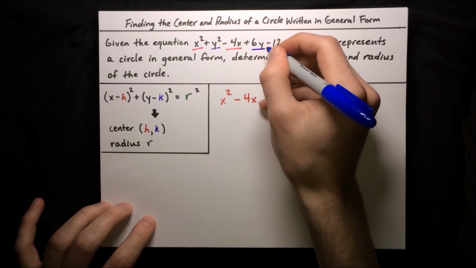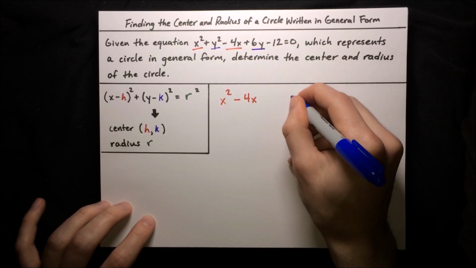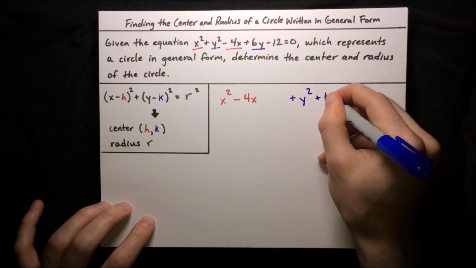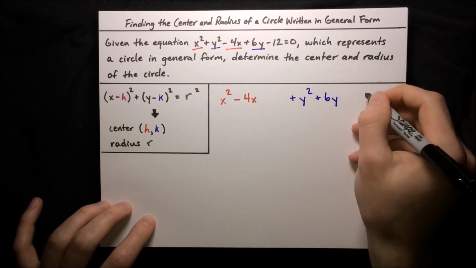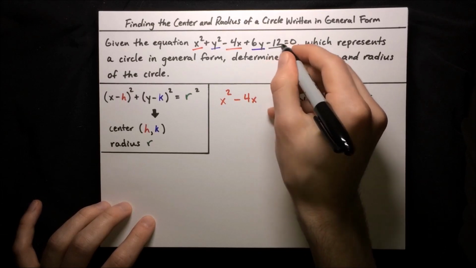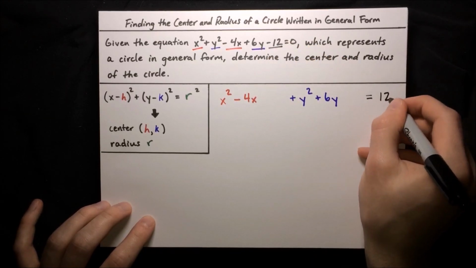y squared and plus 6y. I'm going to leave a little bit of space and you'll see why in a second. So plus y squared and then plus 6y, and then that is going to equal, well, let's move this minus 12 to the other side, so add 12 to both sides, and that equals 12.